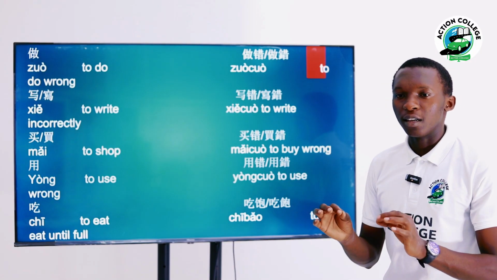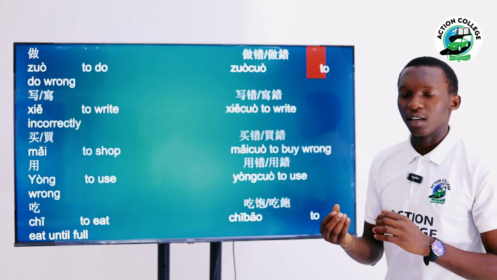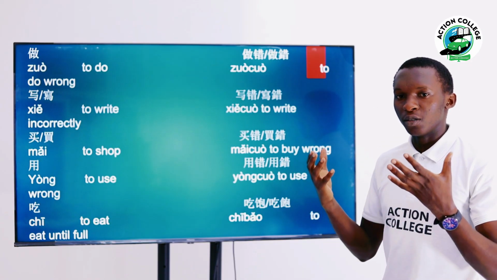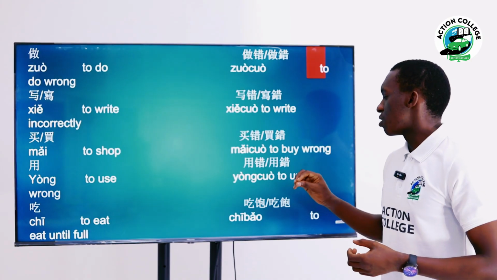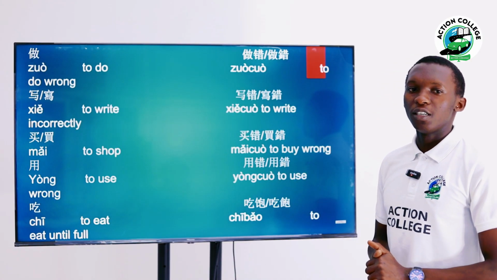To eat is one thing, but to show the result of eating, just if you ate and you are full now, you say wo chi bao la. Wo chi bao la.